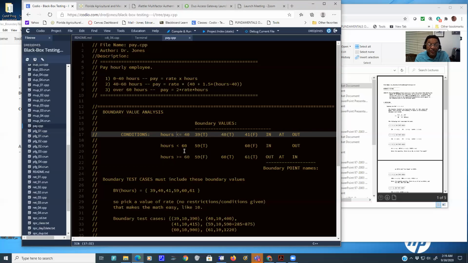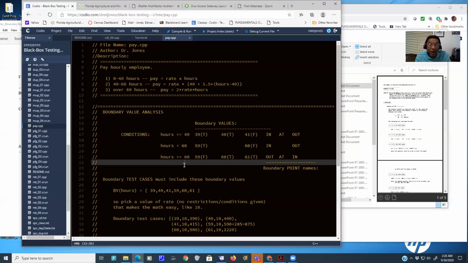For hours less than 60, how close can I get? I can get to 59 rather, and 59 is less. That's the biggest value that's less than 60. What other value do I have? Well, I have 60. 60 is close. What's the problem though? For hours less than 60, like a 59 is true, but if you go to the next number, it becomes false. So I want to test these conditions for both true and false, focusing attention on this value.